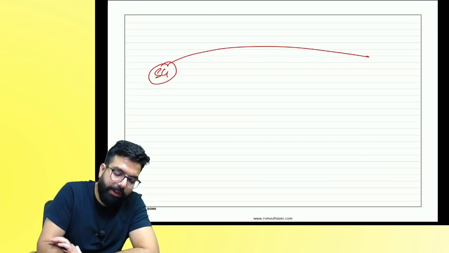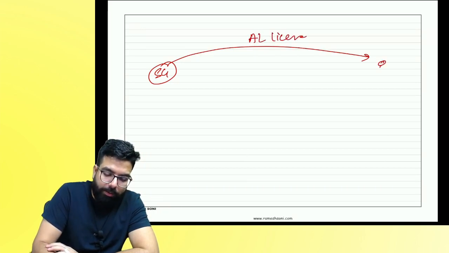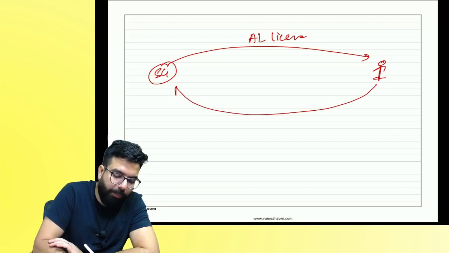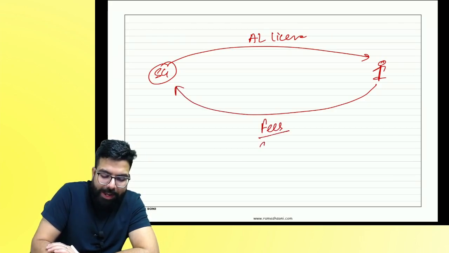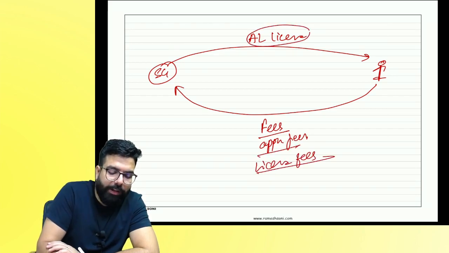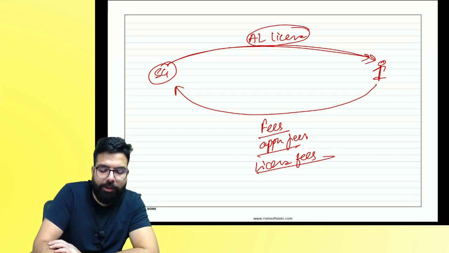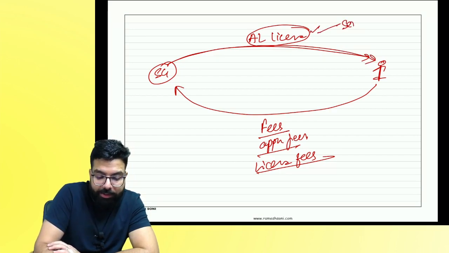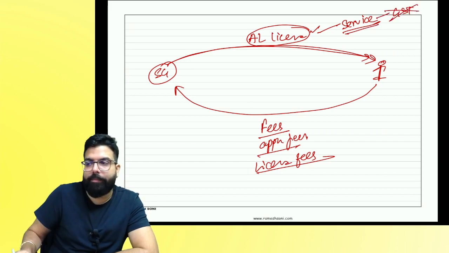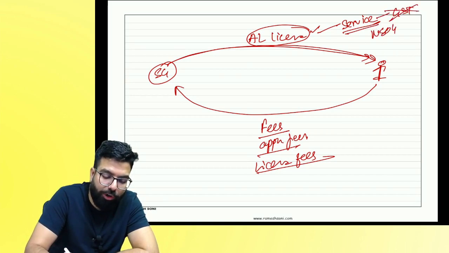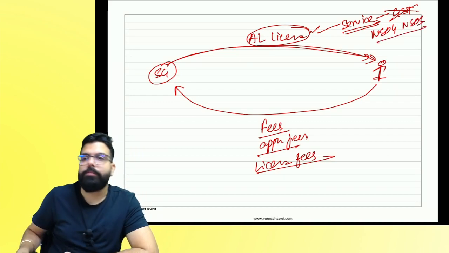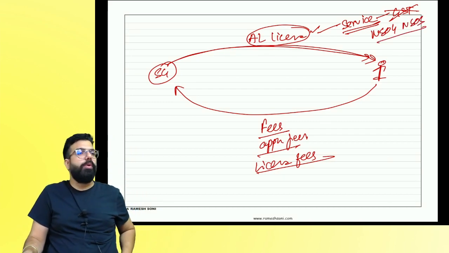The State government is giving an alcoholic liquor license. What will happen? Will GST come? You applied, you gave application fees, you gave license fees. The government is telling you, Baba, when it gives you an alcoholic liquor license, it's a service given by the government to you. And on this, the government will not charge any GST. Why? Because this is neither supply of goods nor supply of services. Are we clear, everyone? Can we go ahead?